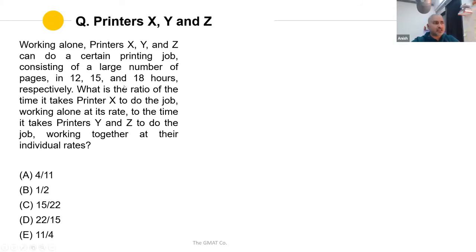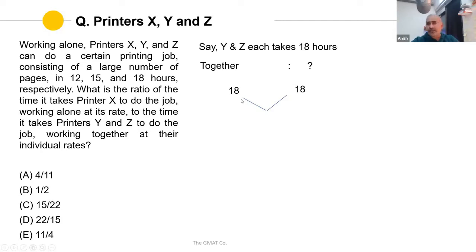First, what I need to figure out is how much time Y and Z together would take to finish the job. How much time would Y and Z together take? What I'm given is that Y and Z take 15 hours and 18 hours respectively. Just to get some idea of roughly how much time they'll take, let's say Y and Z each takes 18 hours to finish the task working alone. Now, if these two machines, these two printers which take 18 hours each got together, in how much time would they be able to finish the job working together?